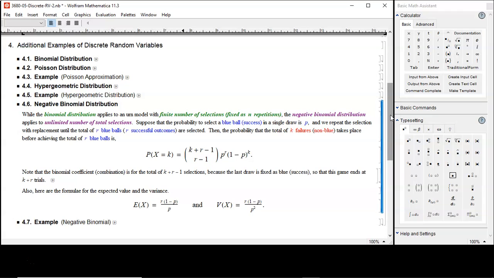Now, the binomial distribution applies to an urn model, with a finite number of selections and a fixed number of repetitions to begin with. Negative binomial is unlimited total selections with a target. Suppose the probability to select a blue ball is P, and we are selecting with replacement. We repeat selection until we get a total of R blue balls. Previously we had N selections fixed, but here we just repeat until we get R blue balls. So theoretically, N can go infinitely many. So the negative binomial distribution is a discrete but infinite random variable.